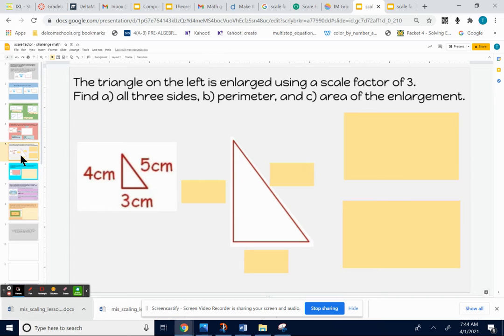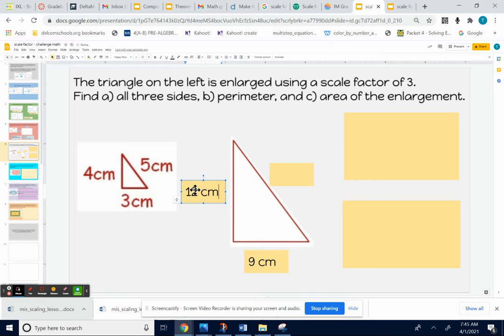Okay, so we have a 3 by 4 by 5 triangle. Okay, we're going to enlarge it with a scale factor of 3. Okay, we want to be able to find all 3 sides, and then the perimeter and the area of the enlargement. Okay, so let's see, if the scale factor is 3, I'm going to take 3 times 3, that's 9. I'm going to take 4 times 3, that's 12. I'm going to take 5 times 3, that's 15.